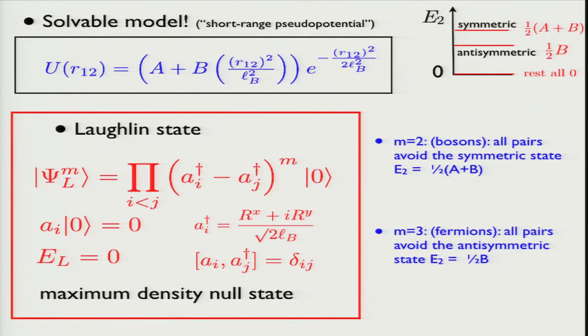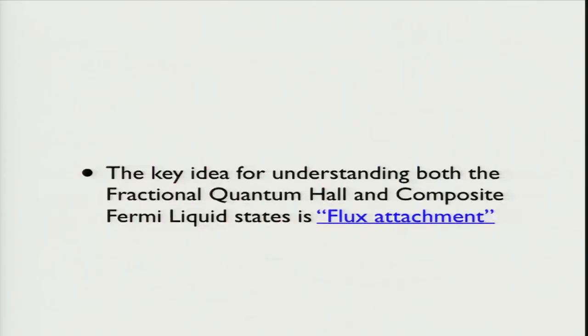If I have this factor (a_i - a_j) squared, it means that no pair of particles ever gets into this upper, top symmetric level, and therefore any such state is an exact zero-energy eigenstate of this Hamiltonian, which is actually a sum of projection operators and has a non-trivial kernel. And it's a similar thing for the fermionic case for 1/3. Again, you avoid m equals 1 pairs, which would cost you energy, and so the Laughlin state manages to be the exact ground state.